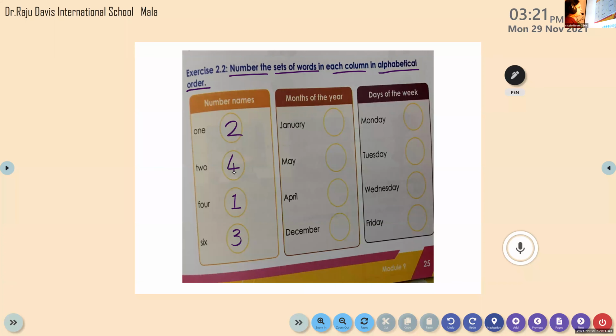Alphabetical order. We have to pay attention to the first letter. January, May, April, December. April, yes, very good. The first one will be April because the first letter of the name April is A, and A is the first letter of the alphabet. Okay, thank you, Diya. Thank you, ma'am.